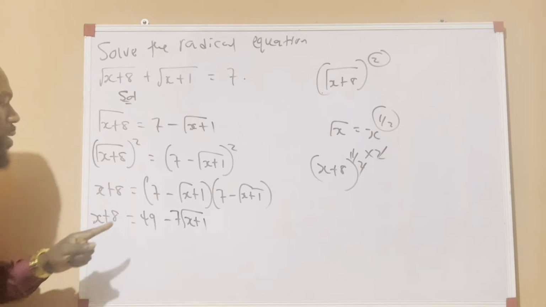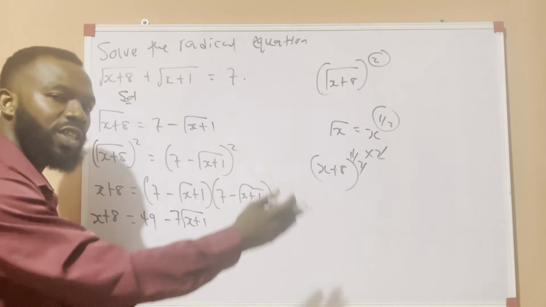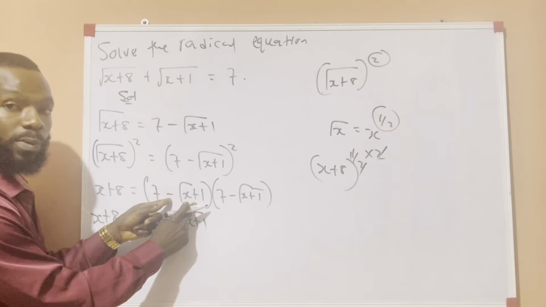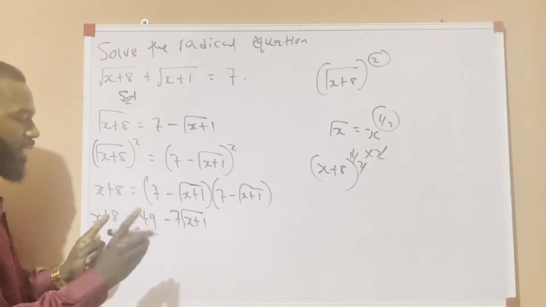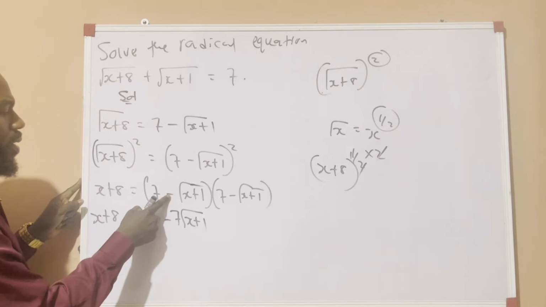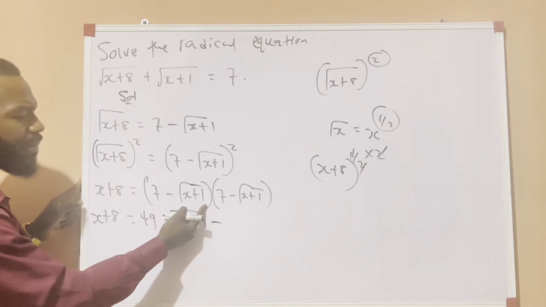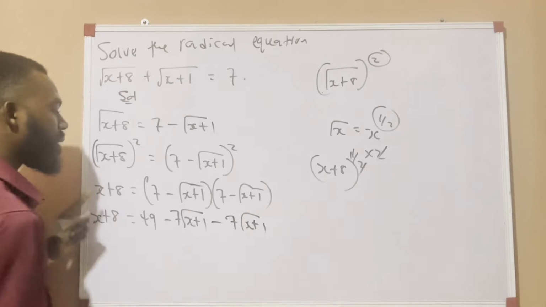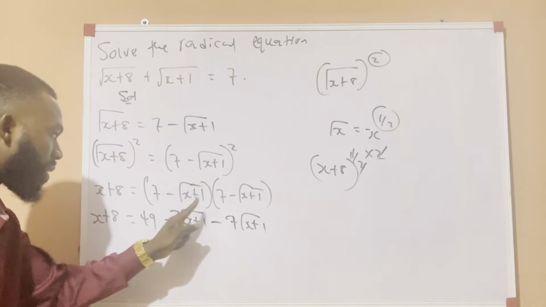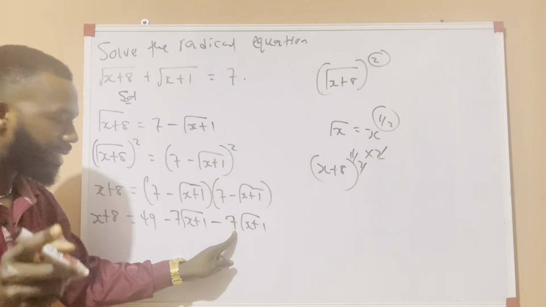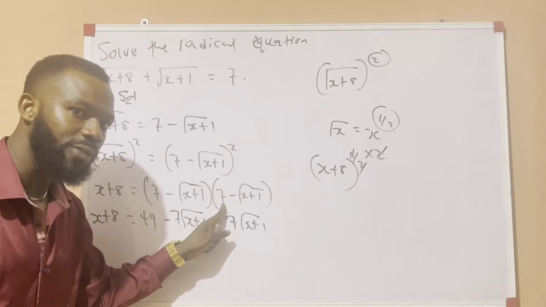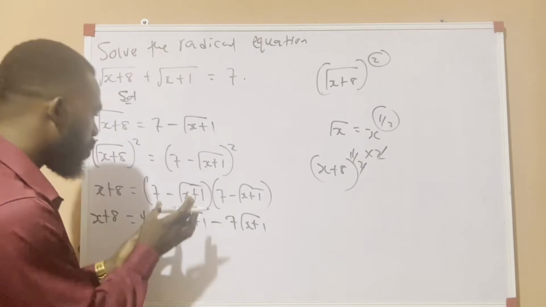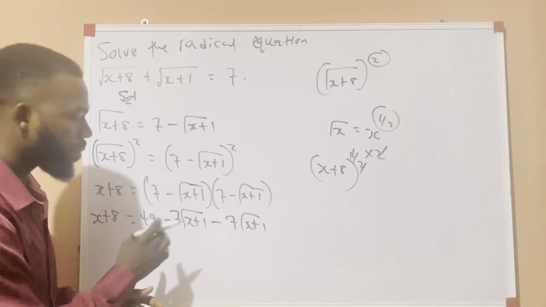Now, 7 has multiplied everything in the second bracket. What is going to multiply now? The next is minus root x plus 1. Minus will be here. Root x plus 1 times 7 will also give us another 7 root x plus 1, because 1 times 7 gives us 7. Don't forget I said root x plus 1 cannot multiply 7 because x plus 1 is being bounded by the root sign. Good.